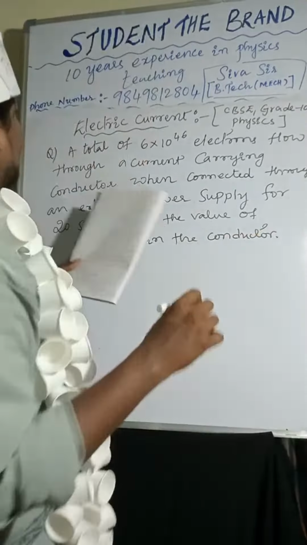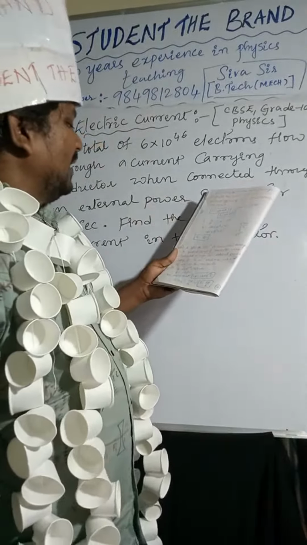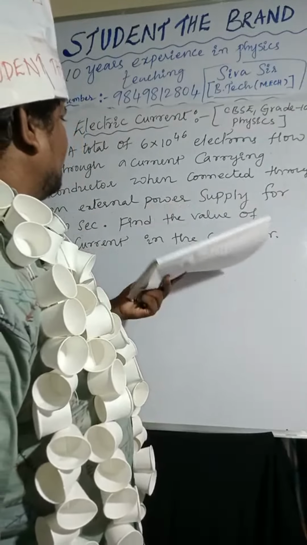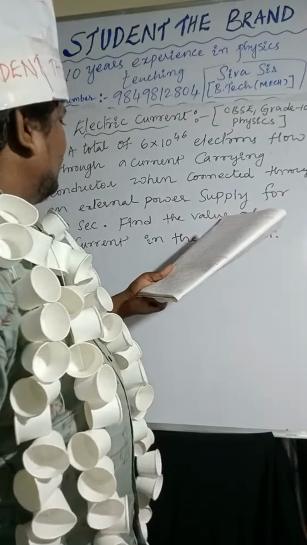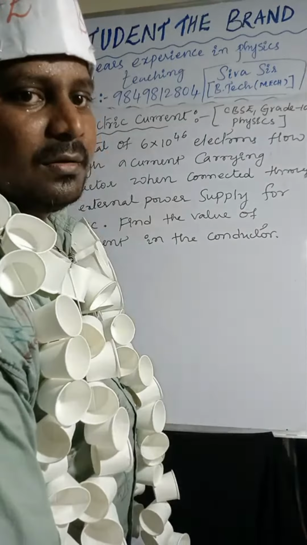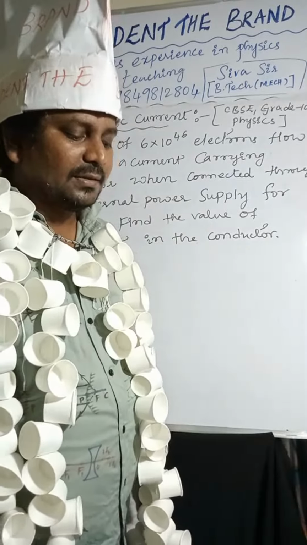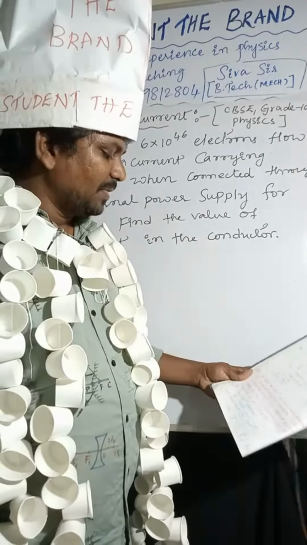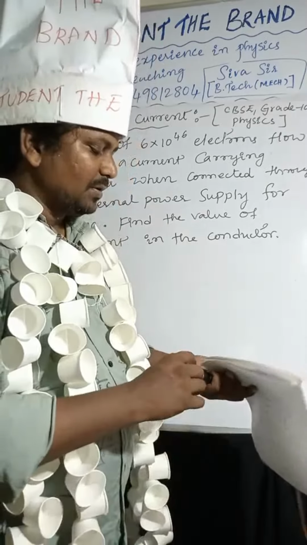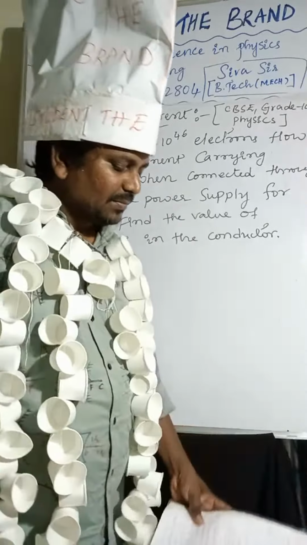So this is the question. A total of 6 into 10 power 46 electrons flows through a current carrying conductor when connected through an external power supply for 20 seconds. Find the value of current in the conductor. So you have to find out the current. How to find out the current? We are using the same formula, I equal to Q by T.